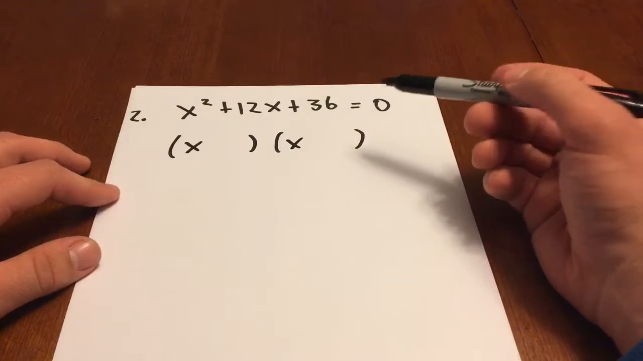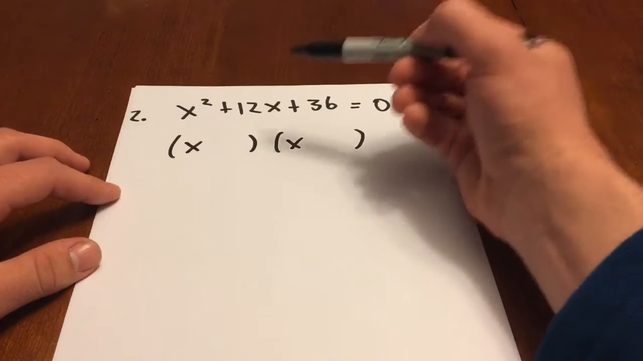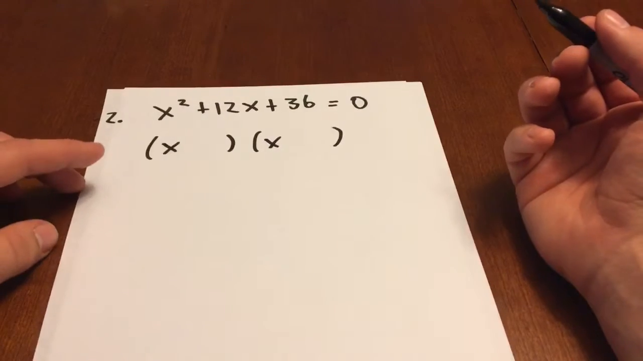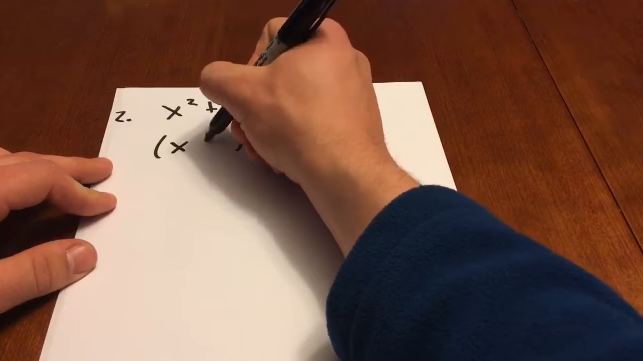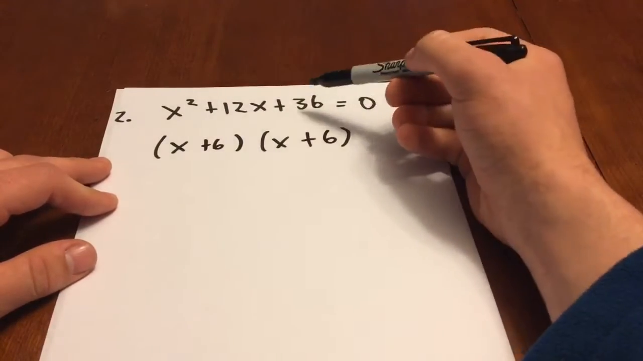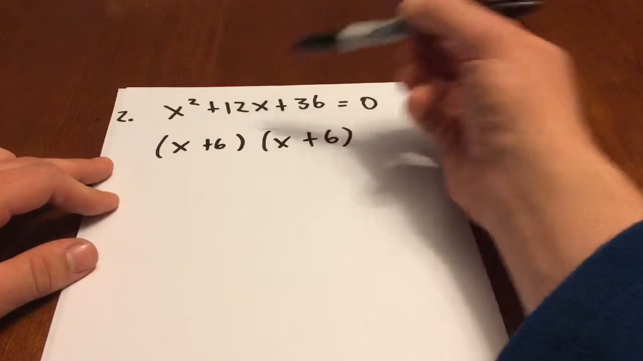So we need to find what multiplies to get 36 and what adds to get 12. And so what I see the only option being is 6 and 6. So we get x plus 6 and x plus 6. 6 times 6 is 36, and 6 plus 6 is 12.